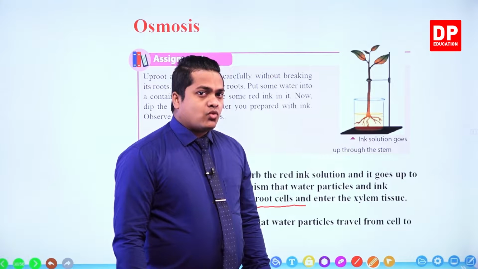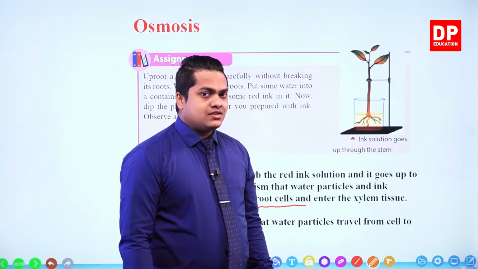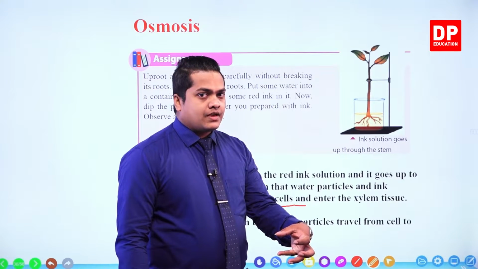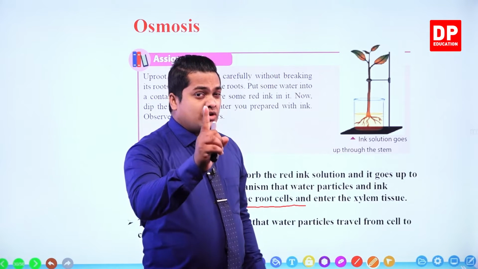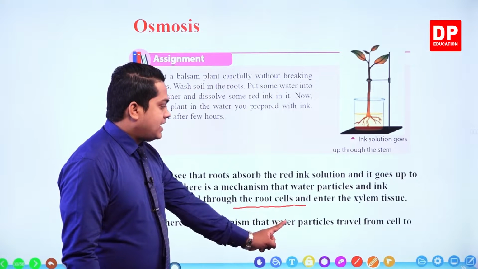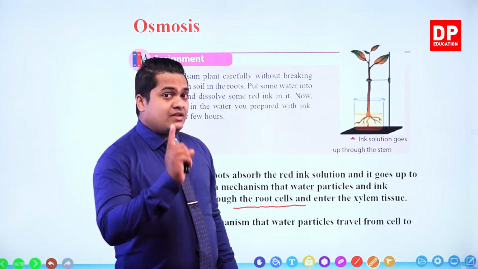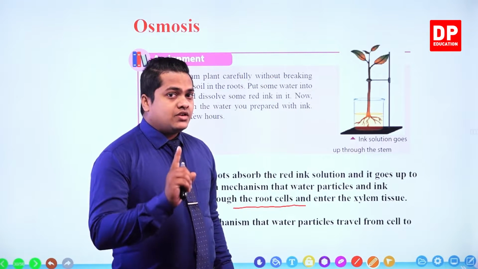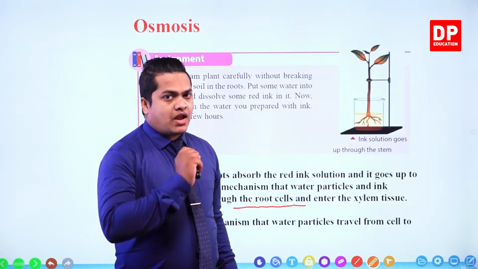So my dear children, root hair cells are the ones which absorb water. However, that water should travel to the xylem tissue. So definitely there is a mechanism by which water particles travel from cell to cell. There should be a special process where water travels from one cell to another within the plant.